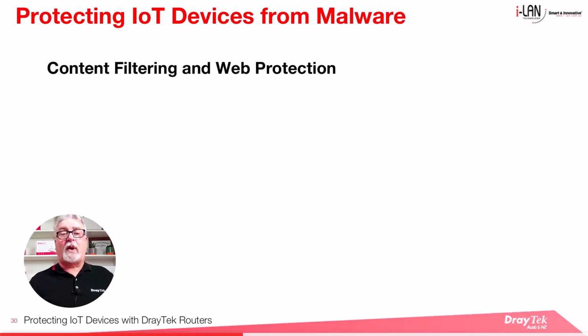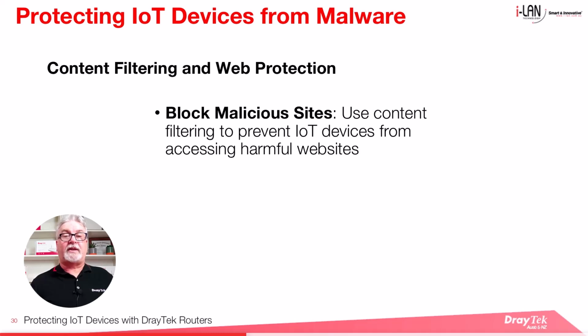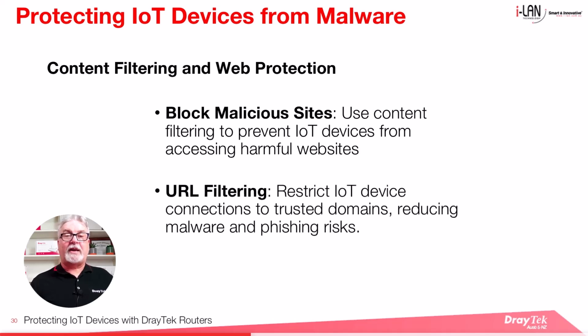In addition, using web content filtering or URL filtering will also provide extra protection. DrayTek's web content filter will block IoT devices from accessing potentially dangerous or malicious websites. This helps prevent devices from being used in botnets or attacked via untrusted web services. URL filtering can also be used to limit the domains that IoT devices can connect to, reducing the risk of malware or phishing.